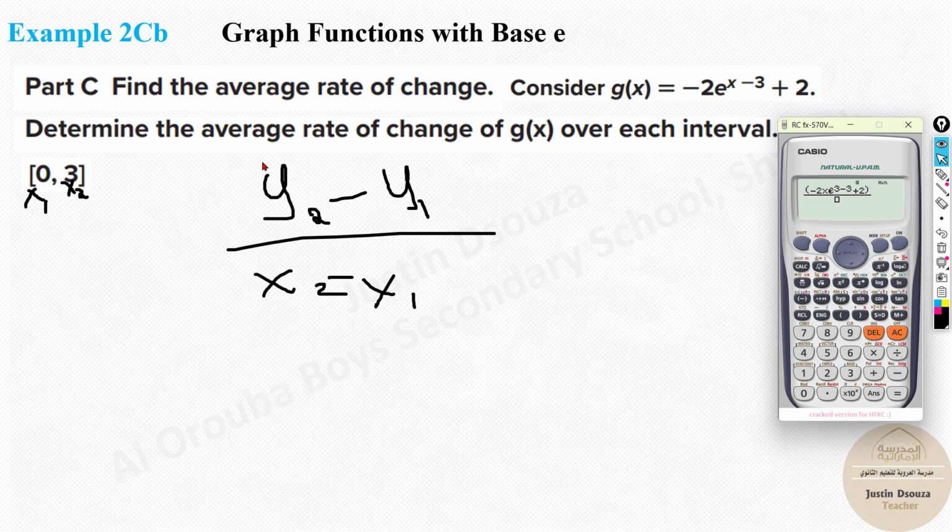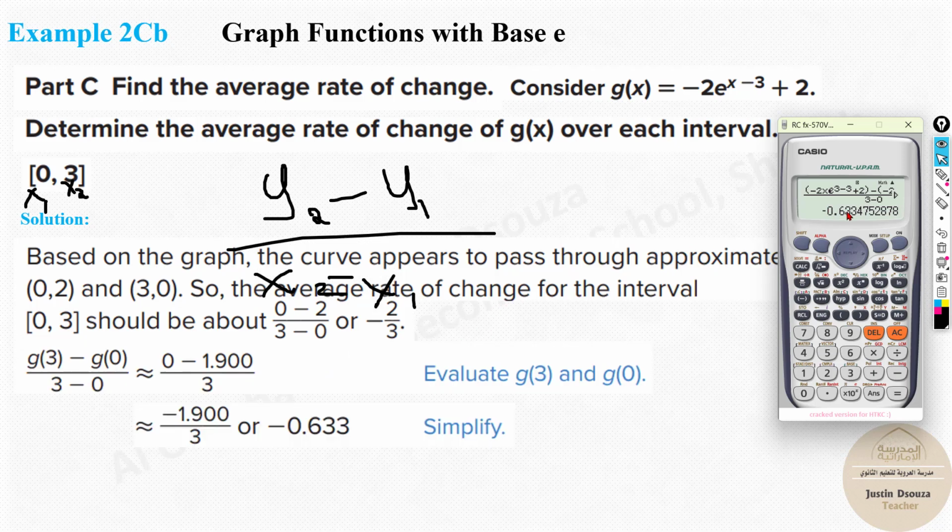This is y2 minus, what is y1? y1 would be substituting the x1 value. So it's the same thing, minus 2 multiplied with shift e to the power, it will be 0 minus 3, divide down, plus 2, close the bracket. And now you need to divide by x2 minus x1, which is 3 minus 0, and this would be the answer: 0.633. Why? Because this is less than 5. So that is the answer. You can directly solve it without anything.